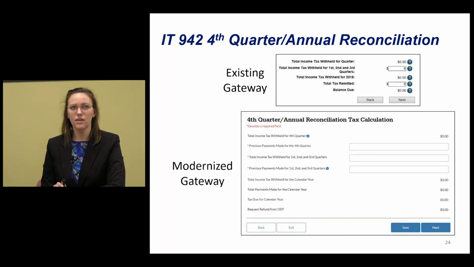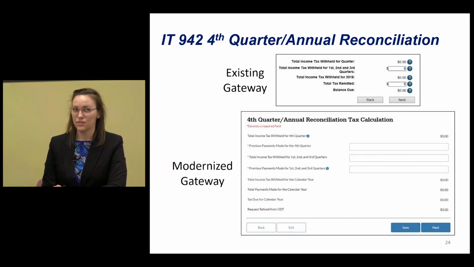Next, you would fill in your total income tax withheld for first, second, and third, and you would fill in your previous payments for first, second, and third quarters. The extra line item in here, the extra entry required, like I said, is going to hopefully reduce some of the errors that are made and also accentuate the fact that this is truly a dual purpose form that you're reconciling not only quarter 4, but also the entire year.